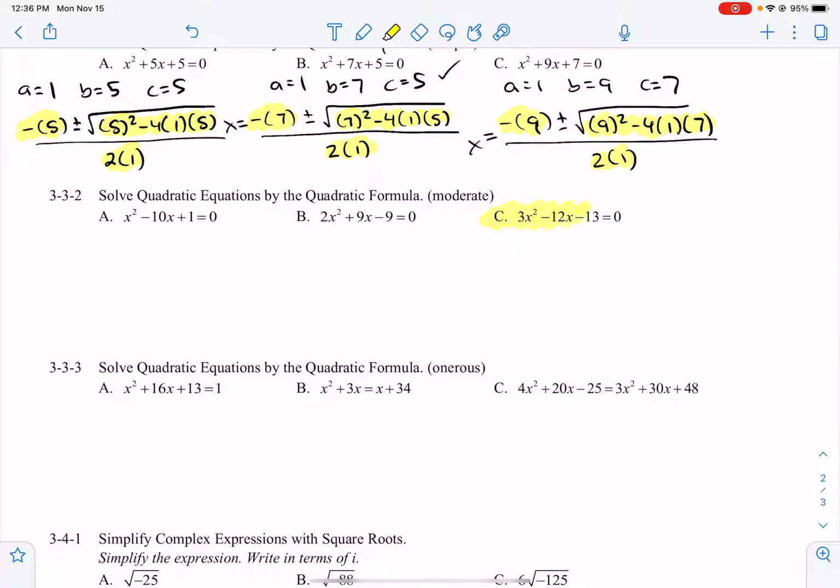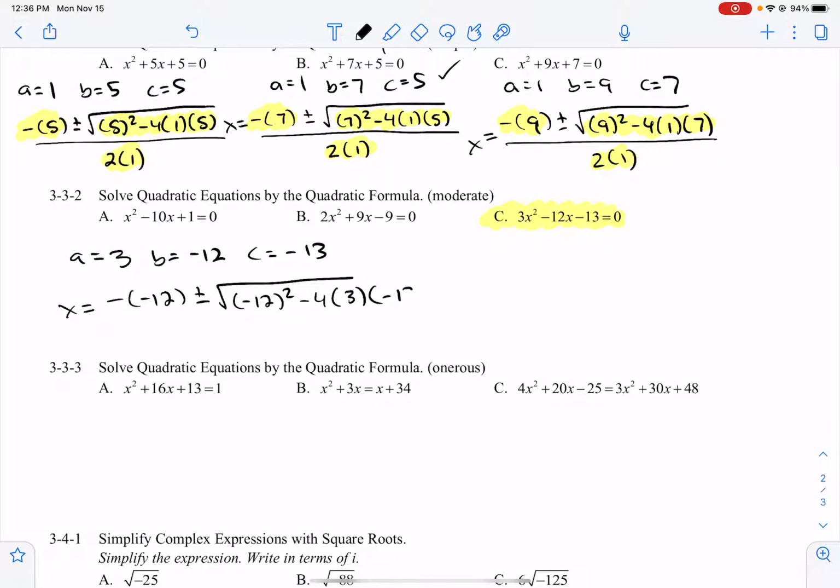to C. 3x squared minus 12x minus 13. So A equals 3, B equals negative 12, C equals negative 13. So x equals negative 12 plus or minus square root negative 12 squared minus 4 times A times C, all divided by 2 times A, which is 3. All right, so that looks like a little bit of a mess. Let's clean things up. Negative 12, the 2 times 3 on the bottom, and then this mess on the inside.